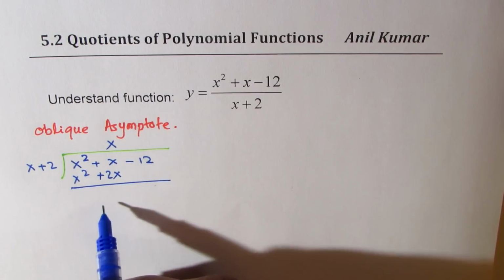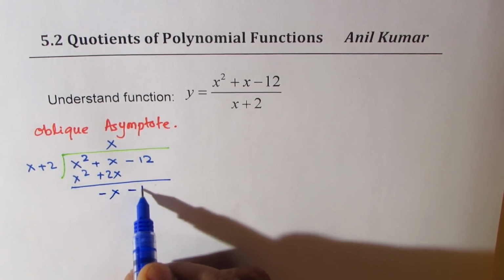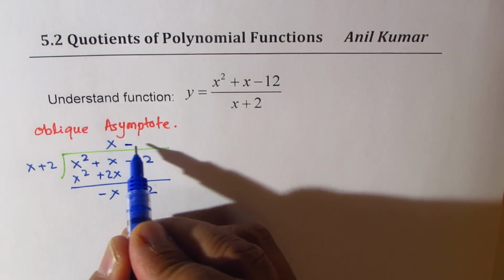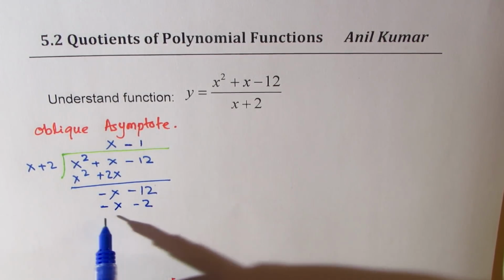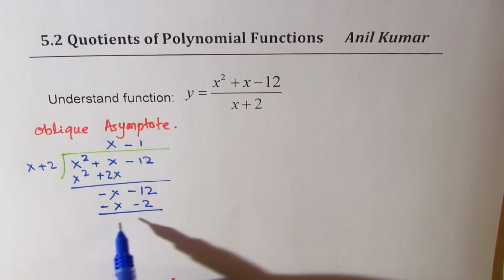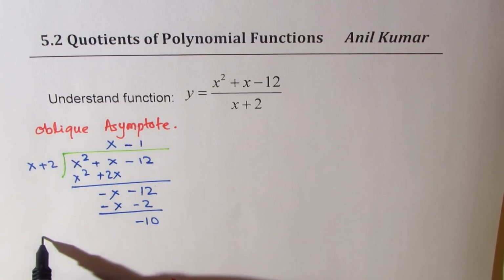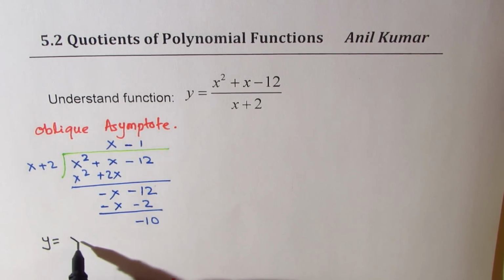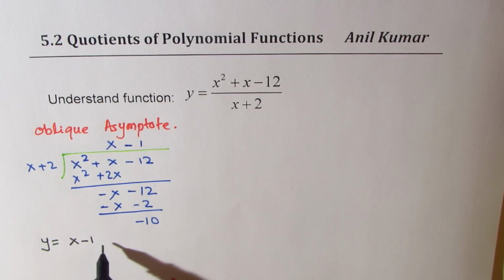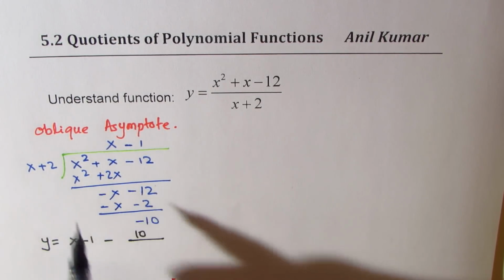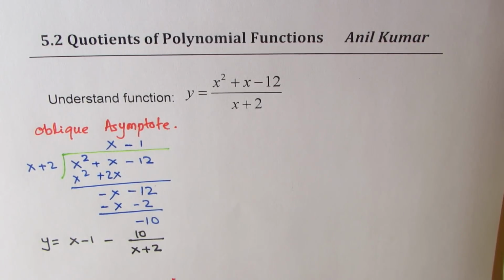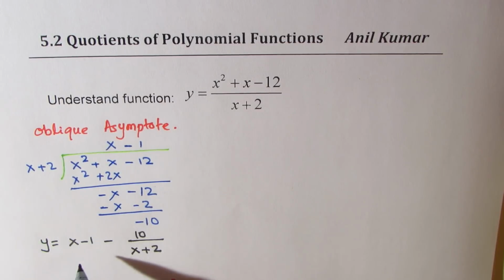Now you subtract. When you subtract, you get minus x here, x minus 2x, bring down minus 12, and this could go minus 1 time. So minus x minus 2, and when you take away, you get minus 10 as your remainder. Correct? So I could write my function y equals the quotient, which is x minus 1, plus the remainder, which is negative 10 over x plus 2. You get an idea, correct? So that becomes my form of equation, where we get this as my oblique asymptote.